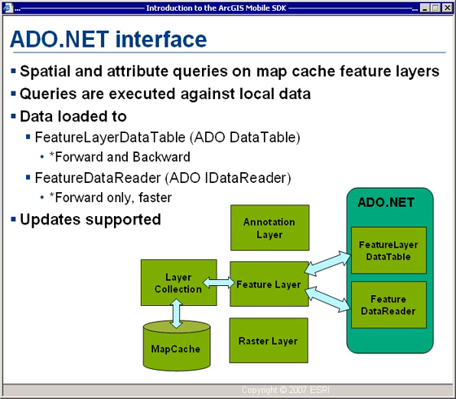And of course, the feature data reader if we really want the fastest, most optimal performance for reading large amounts of data. And of course, we support updating the map cache, and the way we'd update the map cache is through ADO. We would manage and take control of the actual feature layer and the records inside the feature layer that we want to work with.